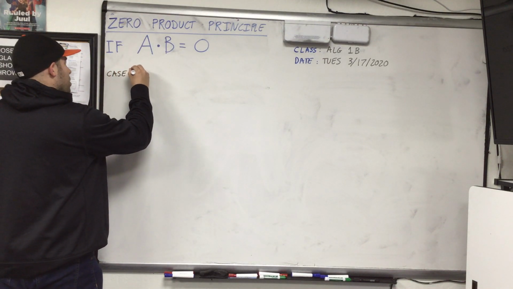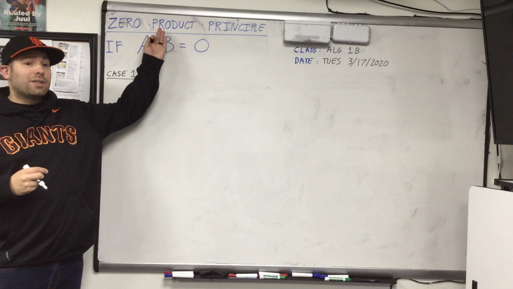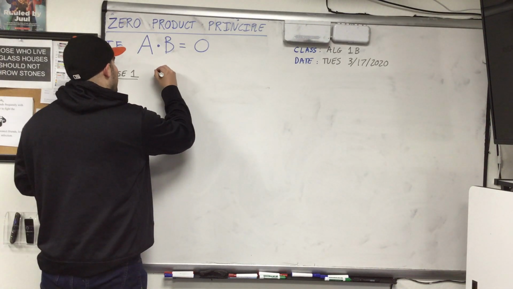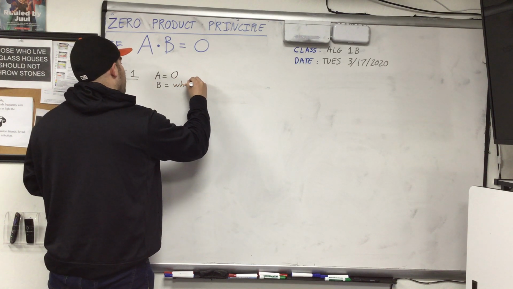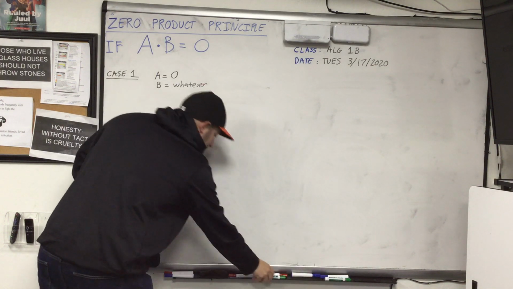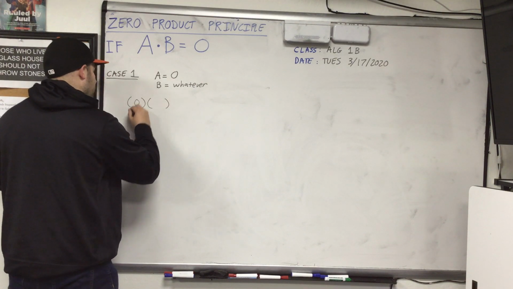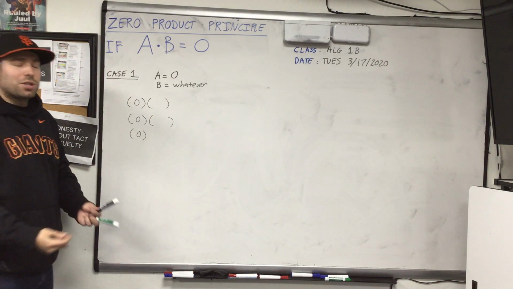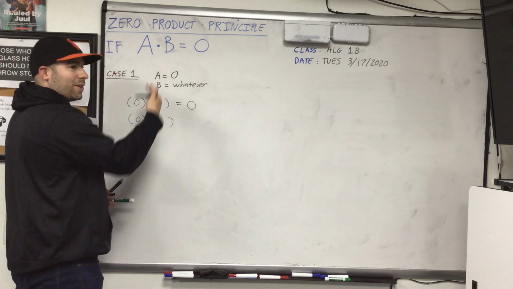So the big picture in the zero product principle is that if we have a multiplication problem and the answer, the product, is 0, then at least one of the factors must be 0. So for instance, let's say A can be 0 and B can be any real number. So we can make any multiplication problem. Let's make the first factor 0 though. Let's give it a nice single digit number. Let's go with 7. We know that 0 times 7 is 0. So it satisfies the zero product principle.